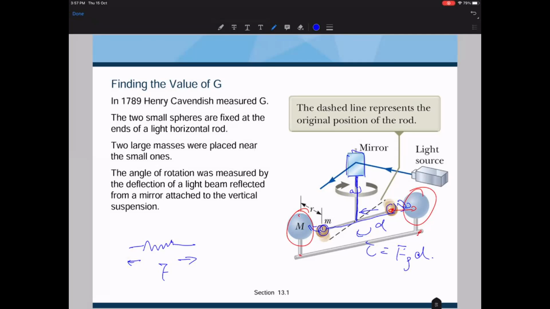The amount of rotation depends on the torque, just like the amount of extension depends on the force. And if the force is tiny, you expect the rotation will be very tiny. That is the whole story. So why do we have to use the mirror here? It is actually a clever thing.